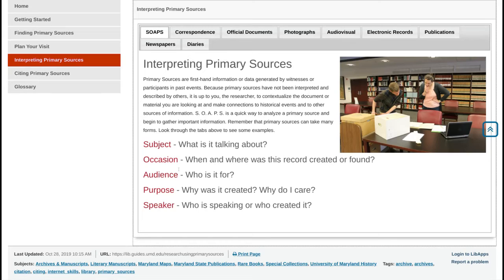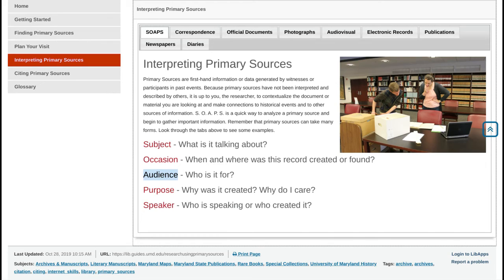Audience is going to ask you, who is it for? If it's a letter to somebody else, the audience is probably that intended recipient. But if it's a telegram between 2 nation states, the audience is going to be a little bit different because it's not intended for, say, general consumption.